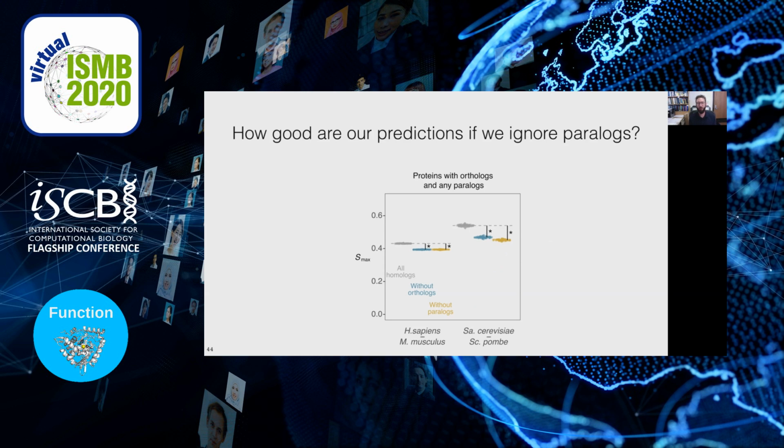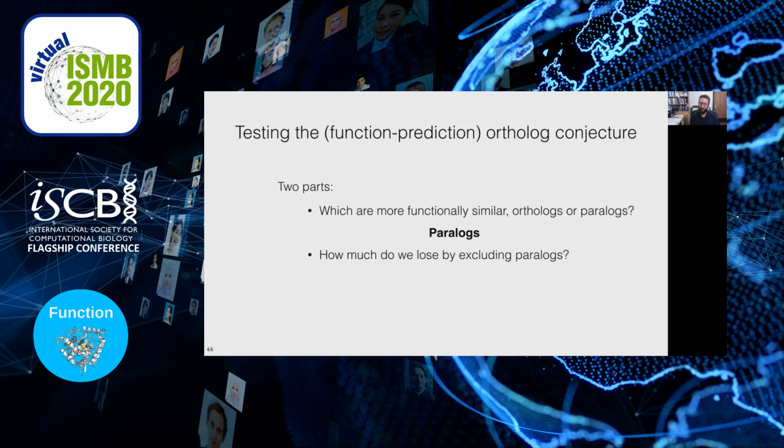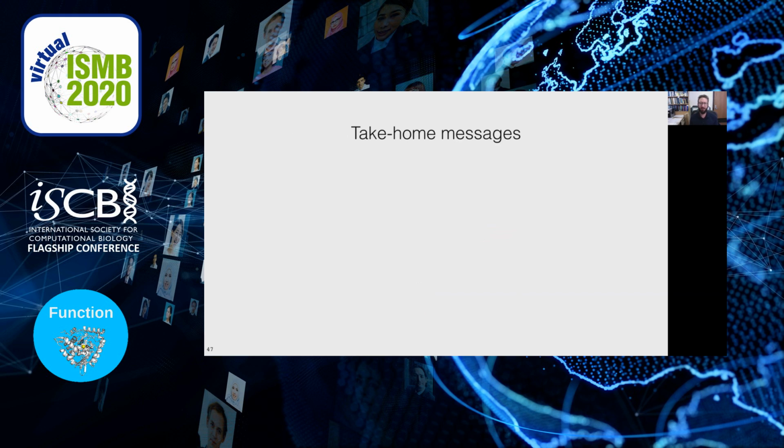So these are families with orthologs and any type of paralogs. If we restrict ourselves to families with orthologs and in-paralogs, actually removing orthologs does not hurt our predictions. Only removing in-paralogs does. So what this says is, if we have in-paralogs, actually orthologs are not helping us. The in-paralogs are giving us the most accuracy. So how much do we lose by excluding paralogs? A whole lot.